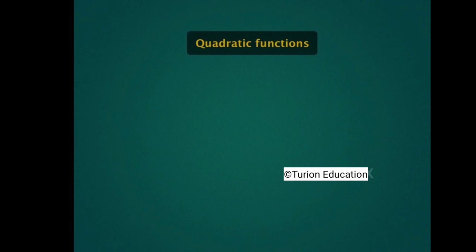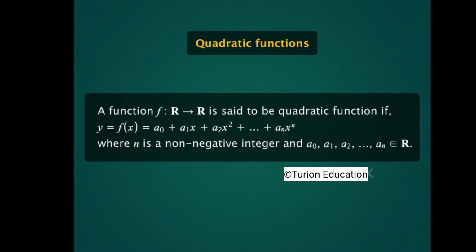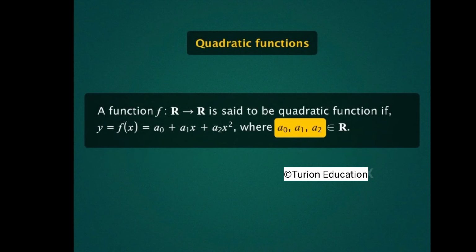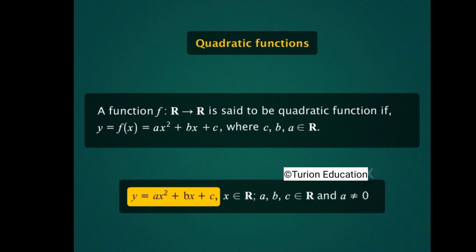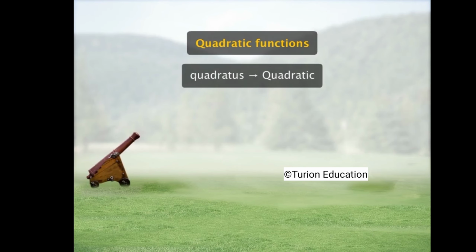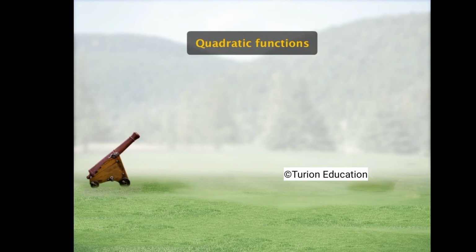In the same way, a quadratic function is a type of polynomial function whose leading term is a2 x squared. Let us take the constants a2, a1, and a0 as a, b, and c respectively, as per the convention. This gives us a standard quadratic function y equal to a x squared plus b x plus c, where x is a real number. Here is something interesting about the quadratic functions. The word quadratus is the Latin word for square. Quadratic functions are useful in many applications in mathematics when linear functions are not sufficient.